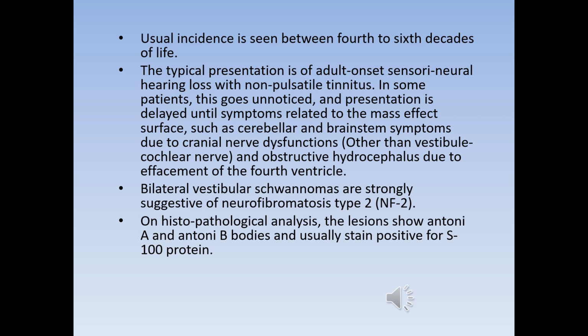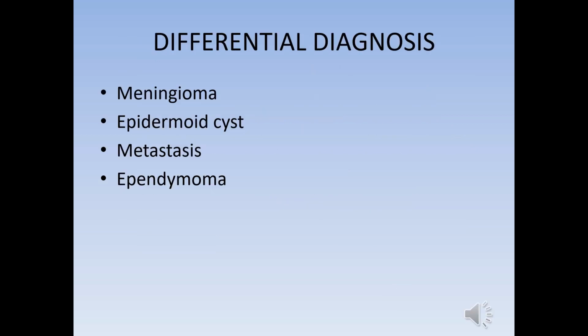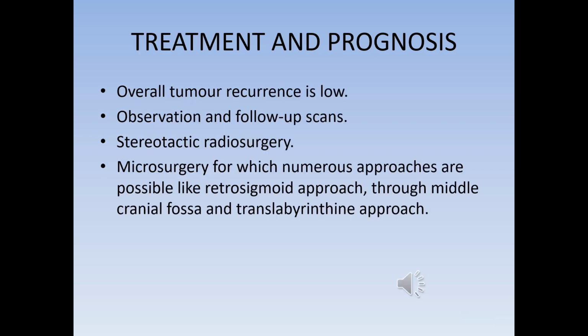On histopathological analysis, the lesion shows Antoni A and Antoni B bodies and usually stains positive for S100 protein. Various other differentials to be considered in case of cerebellopontine masses are meningioma, epidermoid cyst, metastasis and ependymoma. Overall recurrence of the tumor after surgical excision is low.